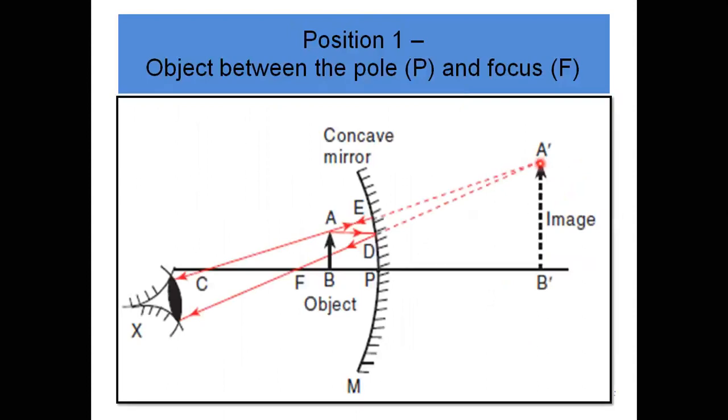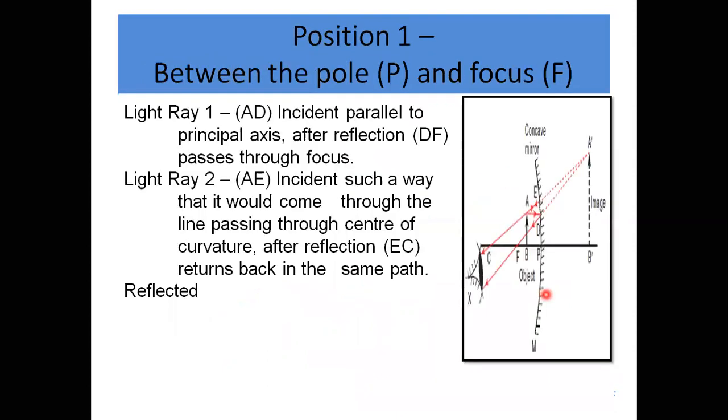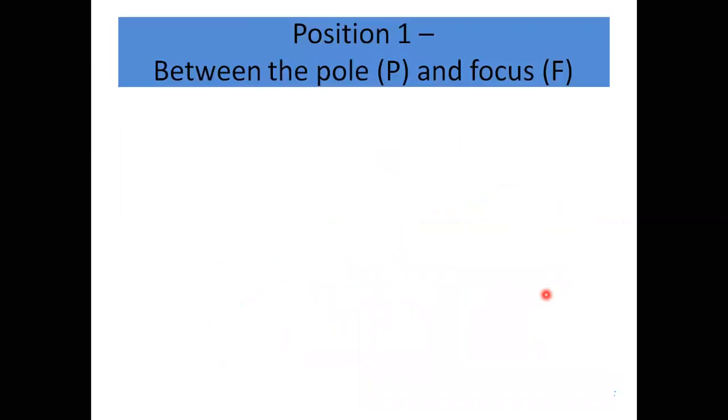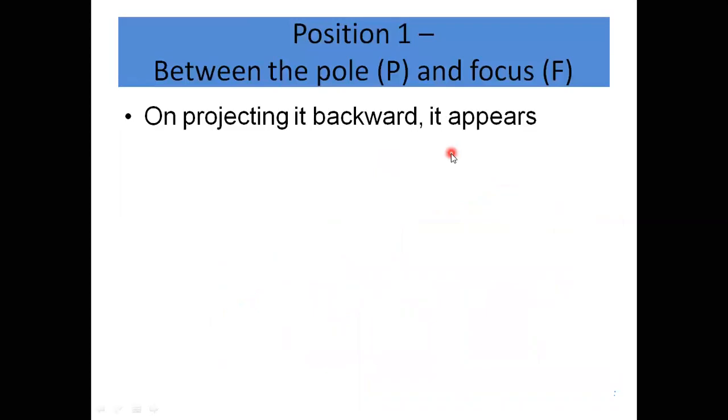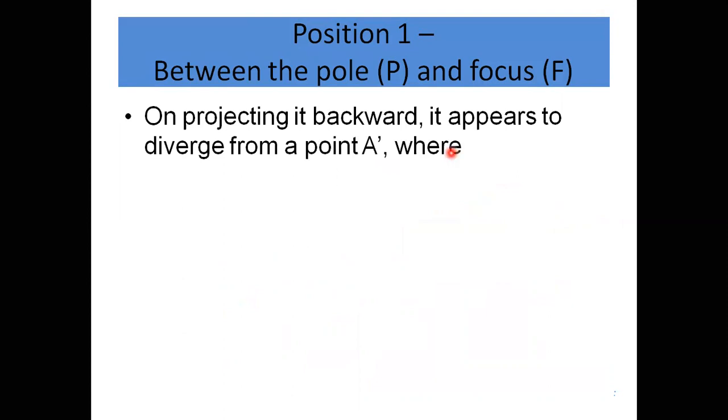How can we get that point? By projecting these reflected rays in backward direction. So the point at which it seems like they are diverging, at that point only the image is being formed, which is named as A dash B dash. So now, according to the analysis, we can say on projecting it backward, it appears to diverge from a point A dash, where the image A dash B dash appears to be formed.